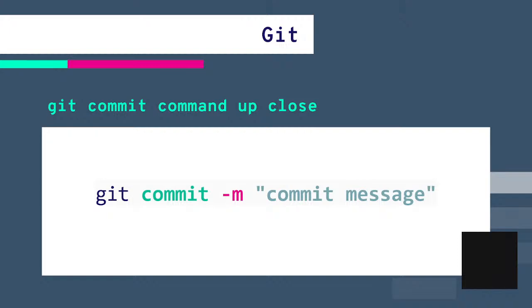So here is an up close of what the commit message is going to look like. So we have git commit, of course, and then we have a flag. This is a very useful flag. This is how we're going to add a message onto our commit. And so we'll do git commit -m for message, and then in quotes we'll put whatever we want to say, really.